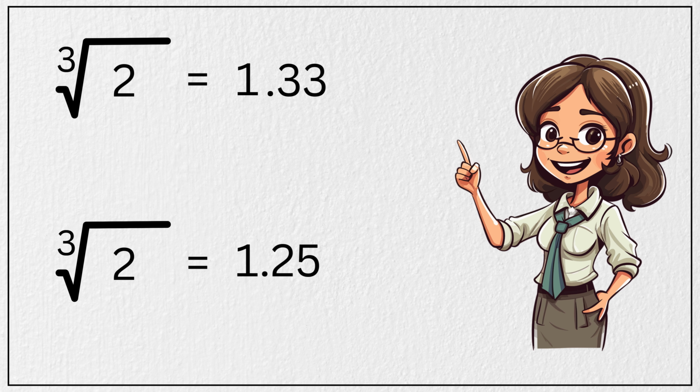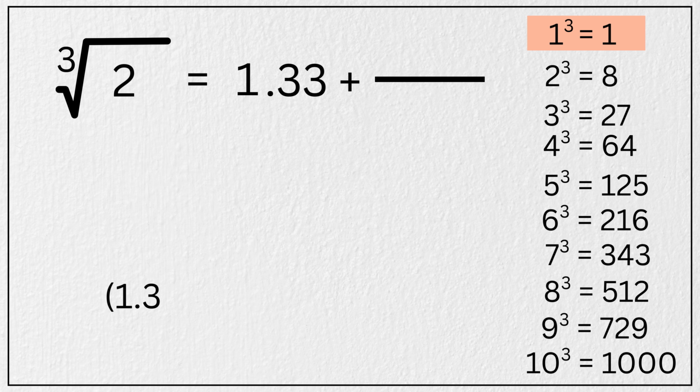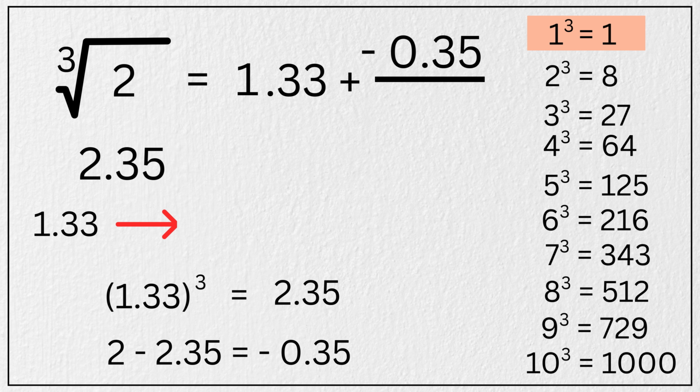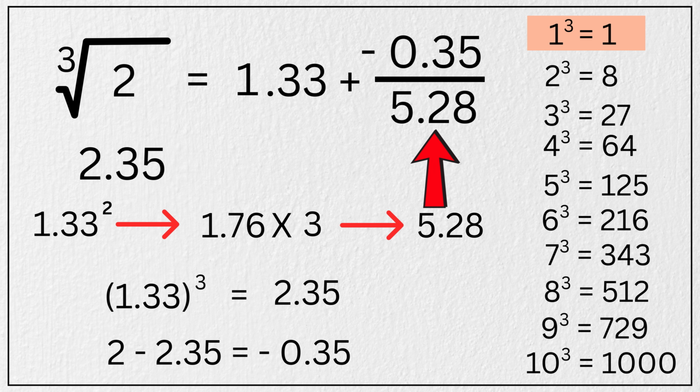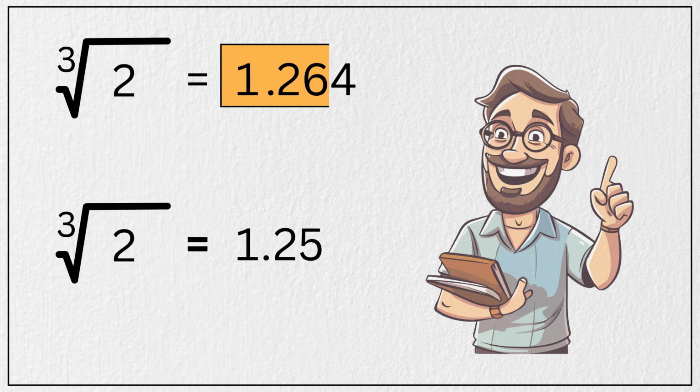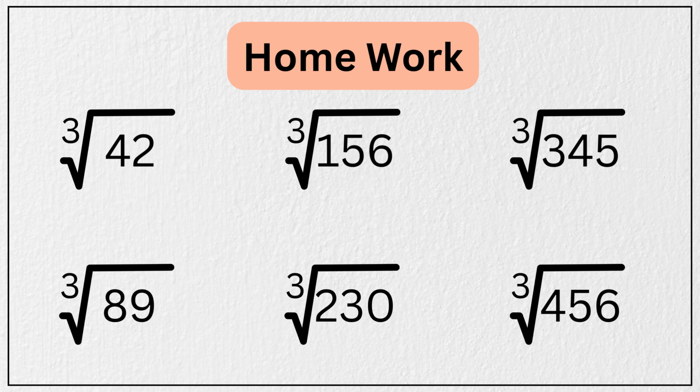Now to improve this, we need to repeat this process using our estimate. So take 1.33 here, cube it to get 2.35. Write it here. Now 2.35 minus 2 is 0.35. Now multiply the square of 1.33 by 3 to get 5.28. 0.35 over 5.28 is about 0.066. Subtracting 0.066 from 1.33, we get 1.264. Boom! Much better, right?